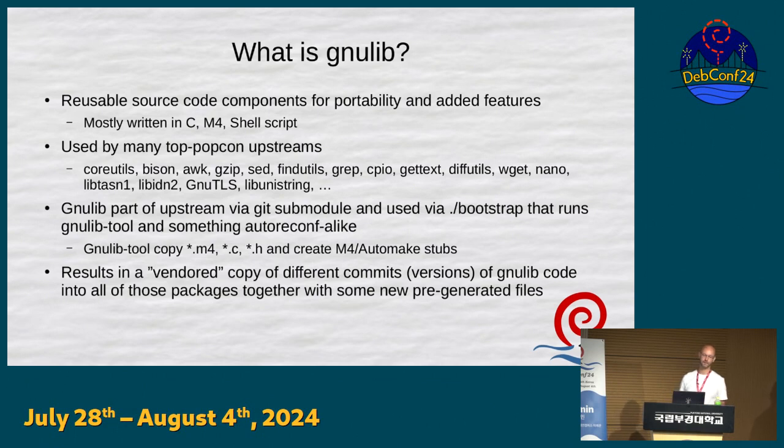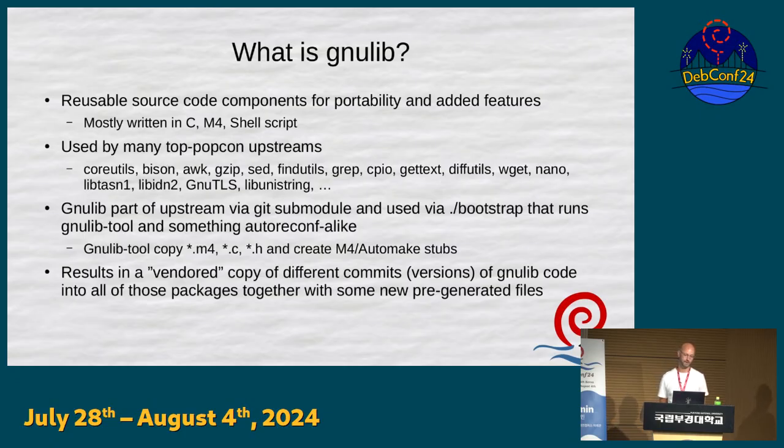So it's used in the upstream Git repositories as a submodule, and the code is inserted into the upstream projects using a .bootstrap script that runs the gnulib tool that generates and copies various files. Of course, this is done on the upstream maintainer's machine, and the resulting code goes into the official upstream tarball that Debian usually uses. So this results in a vendored copy of different versions of gnulib in all these different packages. So there is no synchronization about which gnulib version to use.